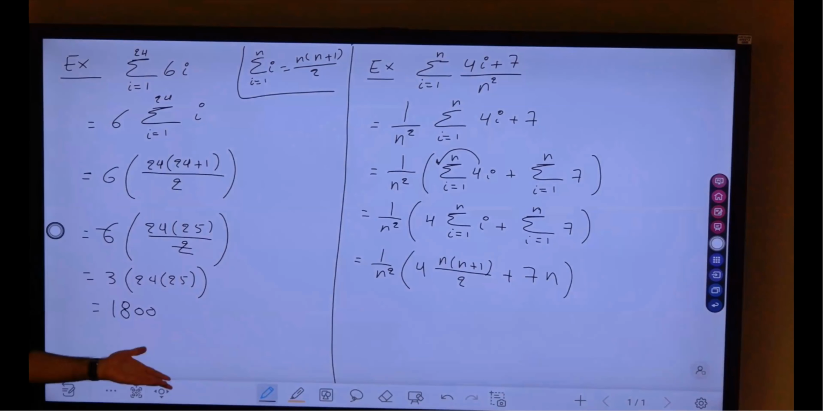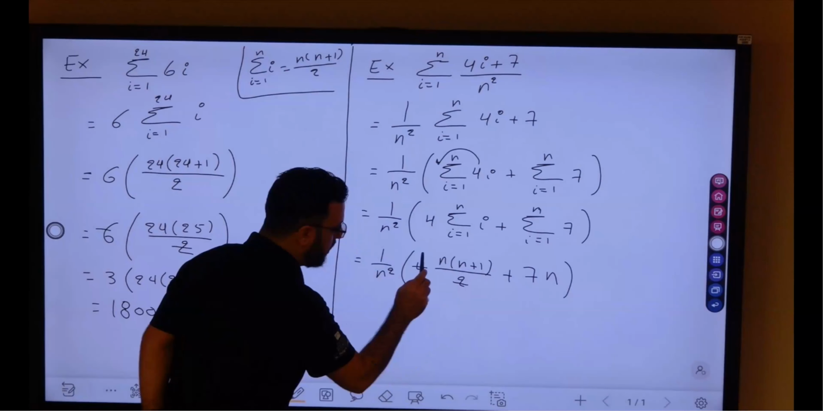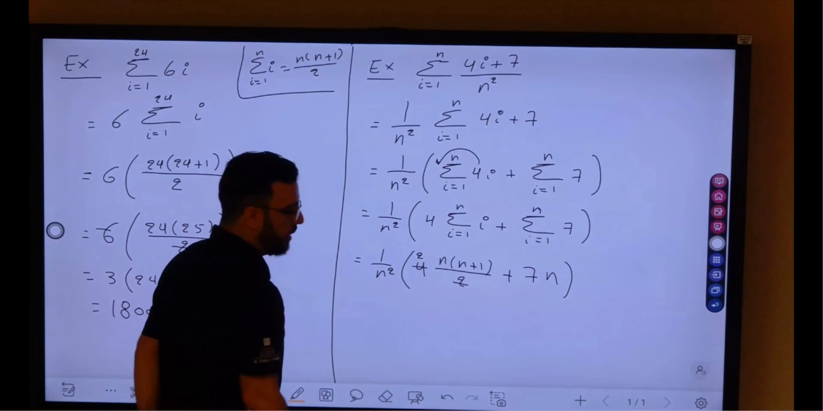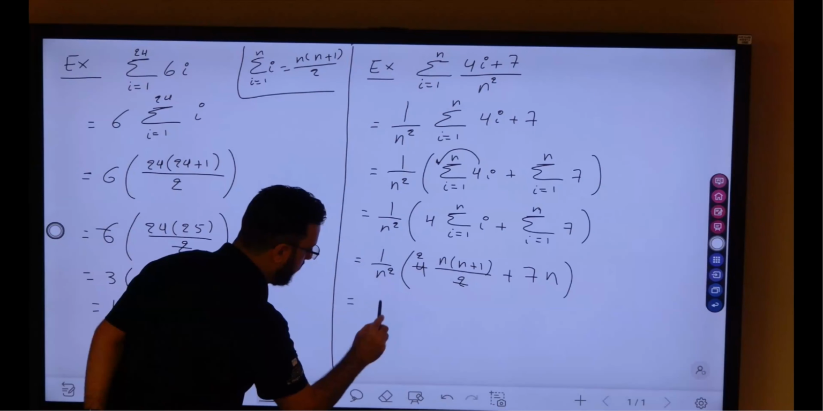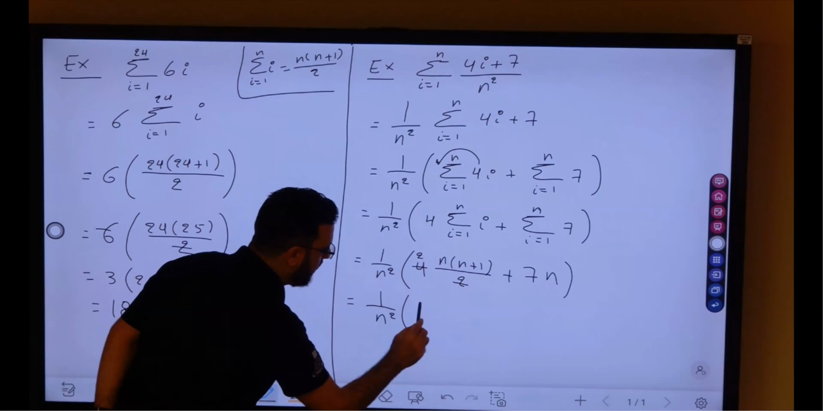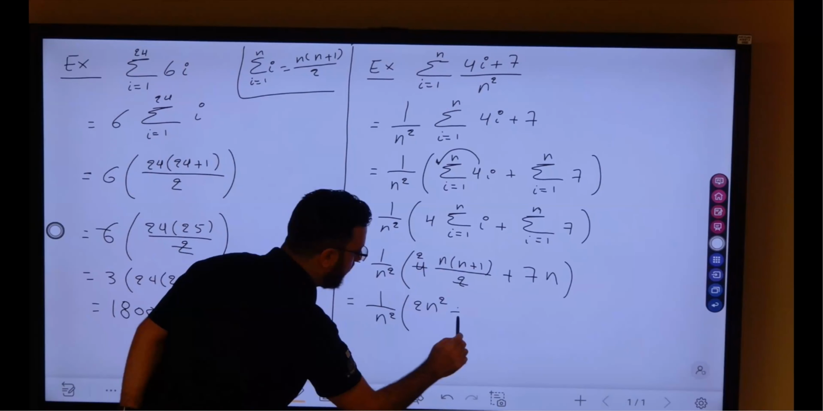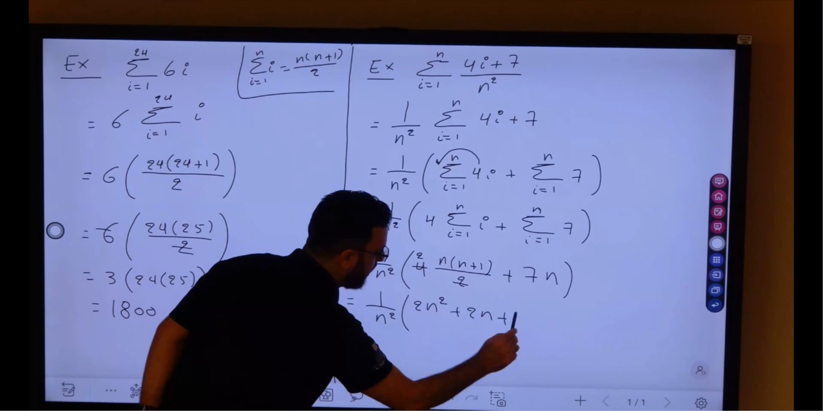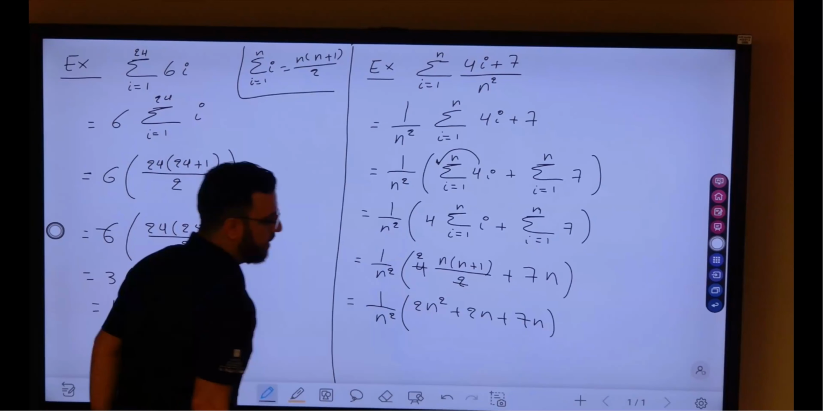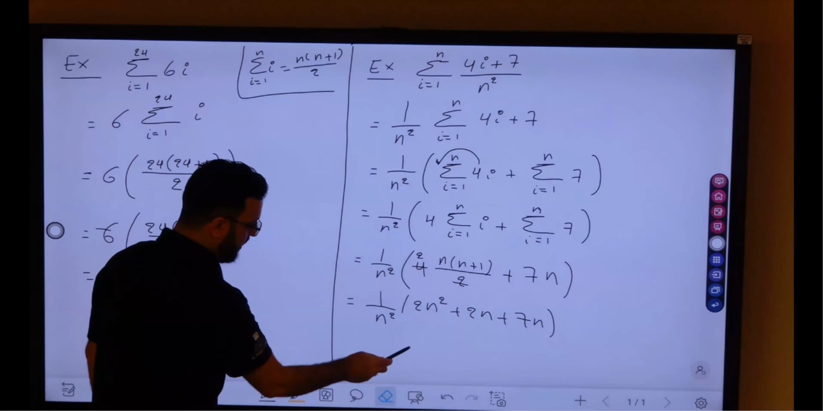Now what's the next step? You just have to simplify. Can I simplify the 4 with the 2? It's going to be 2. That means it's going to be 1 over n squared, and here 2n times n, 2n squared, 2n times 1, 2n, plus what? 7n. Yes or no? Yes. What's the next step?